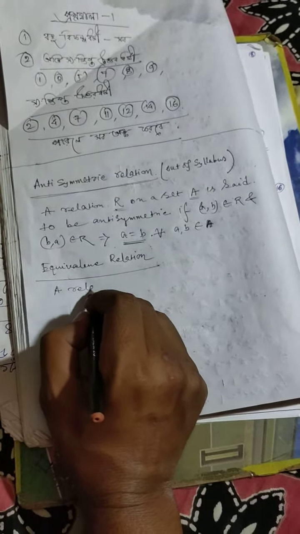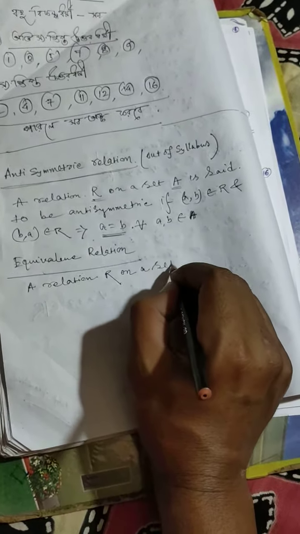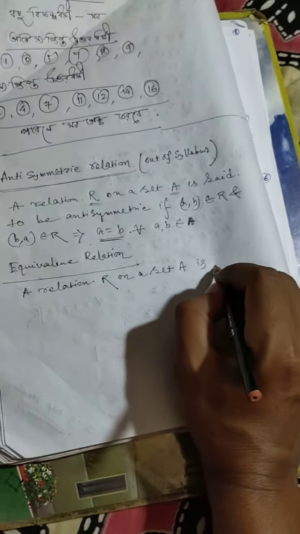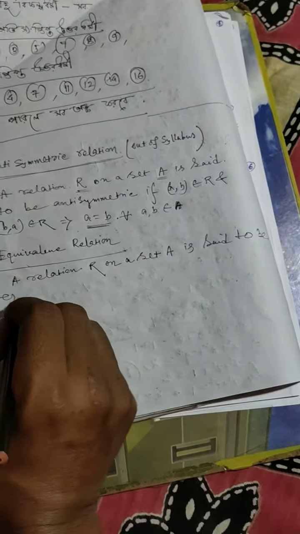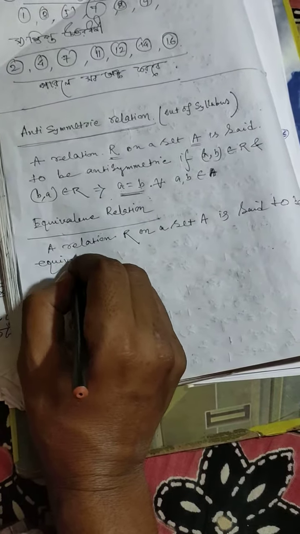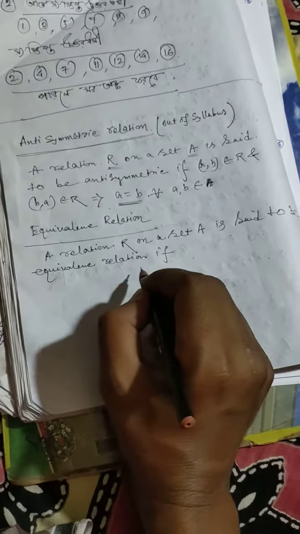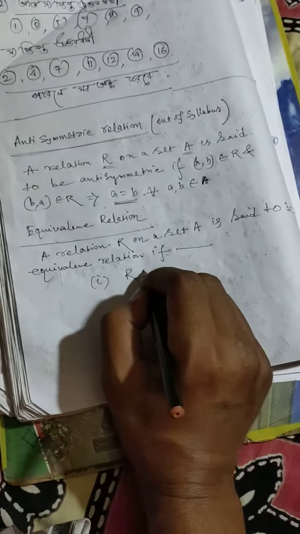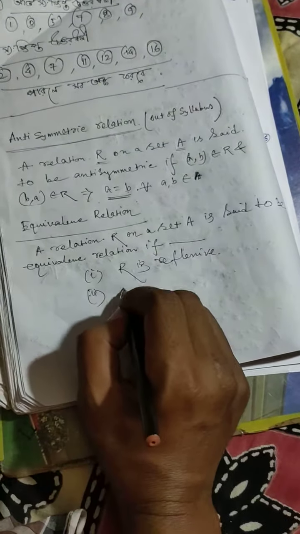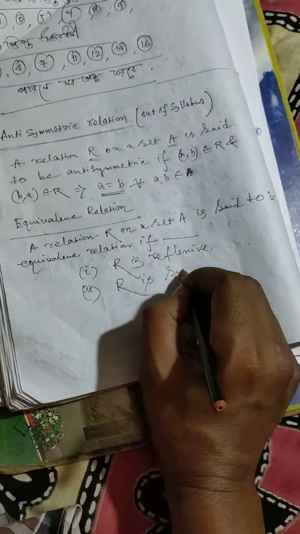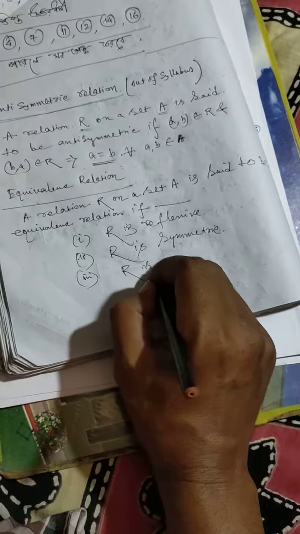A relation R on a set A is said to be an equivalence relation if number 1, R is reflexive, number 2, R is symmetric, and number 3, R is transitive.